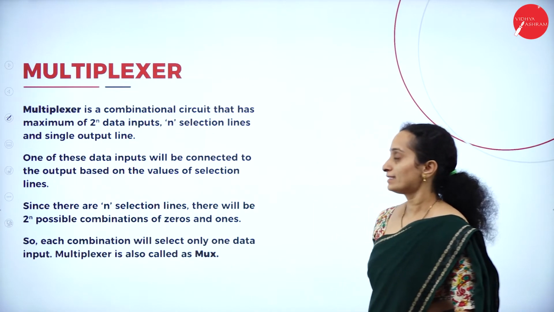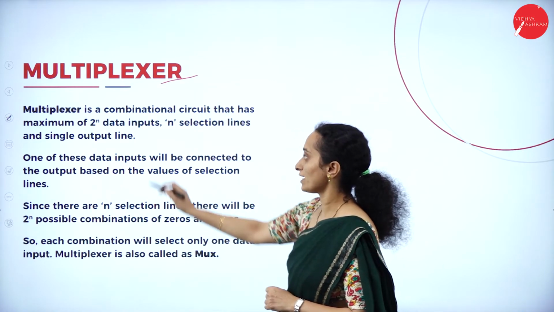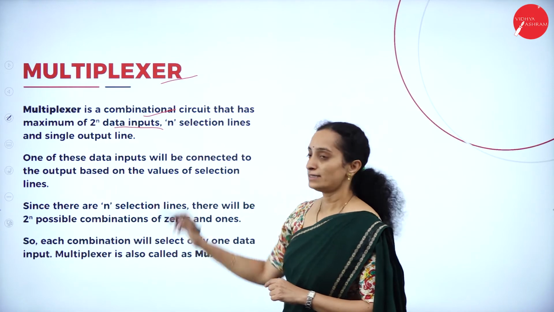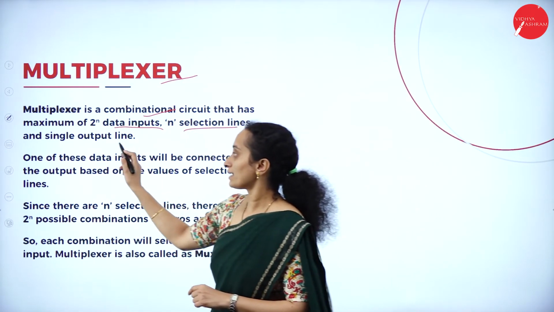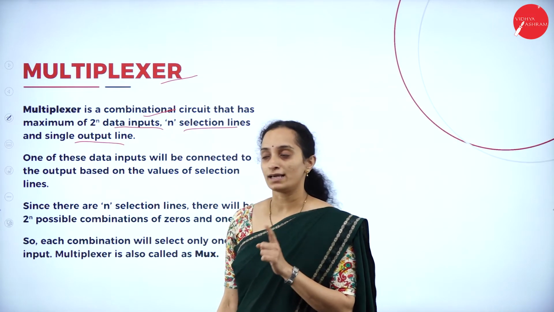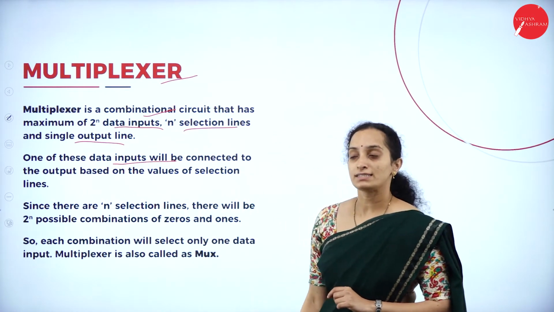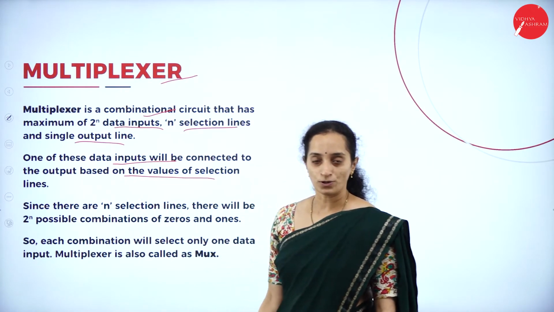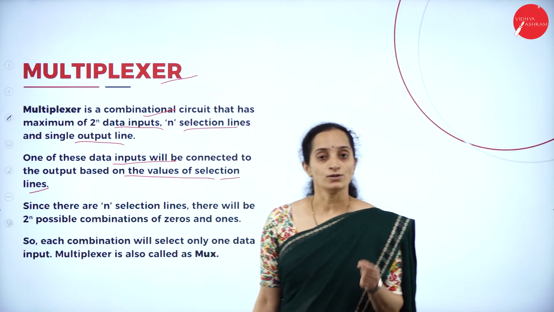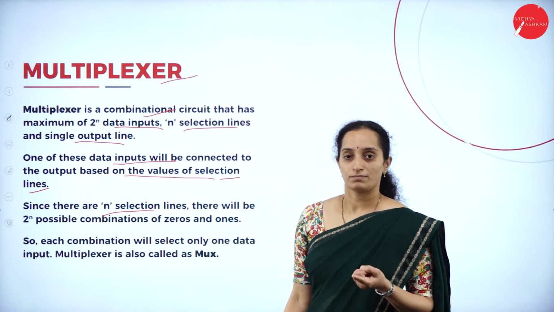Okay. Now, next is to know about the multiplexer. What is a multiplexer? What is the use of multiplexer? Let's check. A multiplexer is also a combinational circuit that has a maximum of 2^n data inputs, n selection lines, and a single output line. One difference between the multiplexer and the encoder and decoder is that it uses a selection line along with the input lines. One of these data inputs will be connected to the output, based on the value of the selection line.